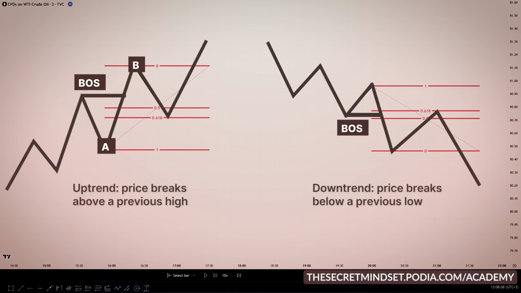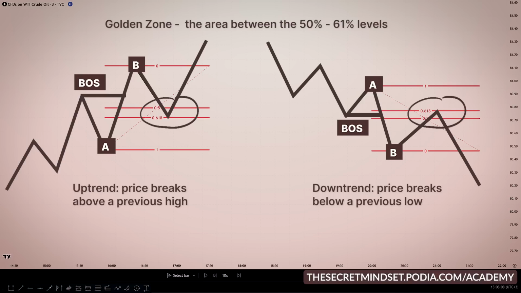Once you find a major break of structure, you add the Fibonacci retracement on it. This tool is used to identify hidden support and resistance levels. We are interested in the golden zone, the area between the 61 and 78% levels.